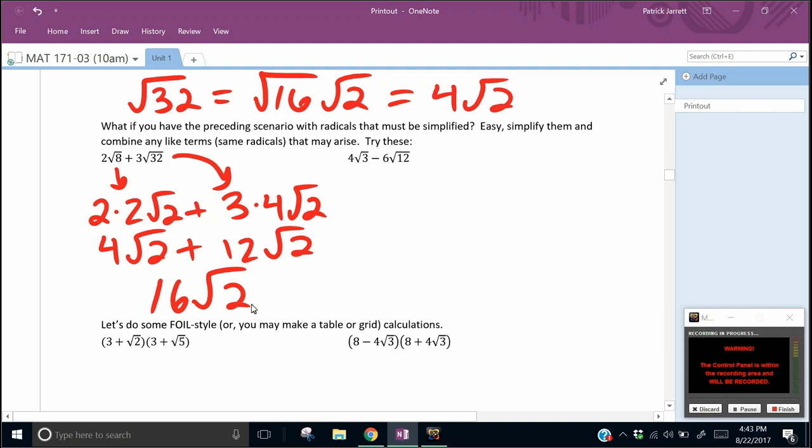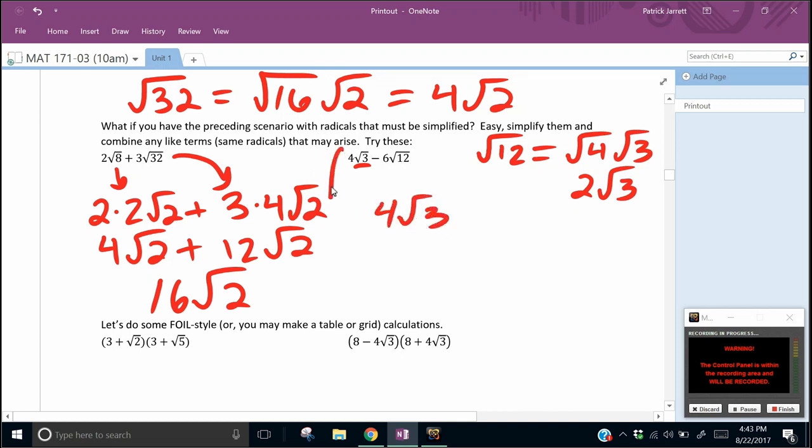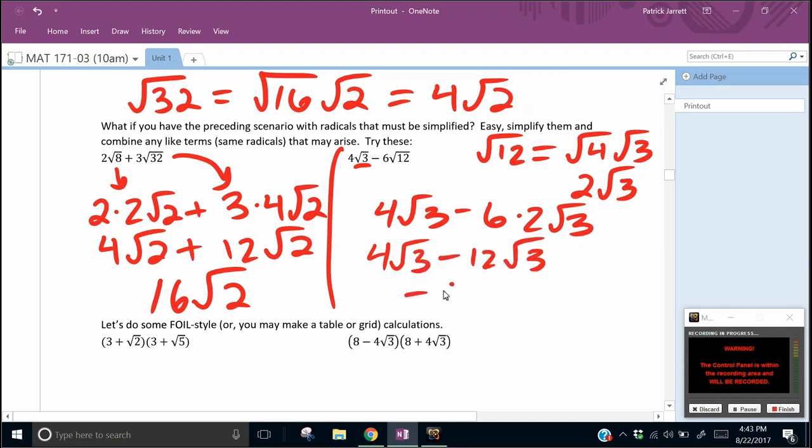Now, for the next one, square root of 3 doesn't simplify anymore. Now, square root of 12 is going to become root 4 times root 3, or simply 2 root 3. Now, you have 4 root 3 minus 6 times 2 root 3, which equates to 4 root 3 minus 12 root 3, or negative 8 root 3 for your final answer.